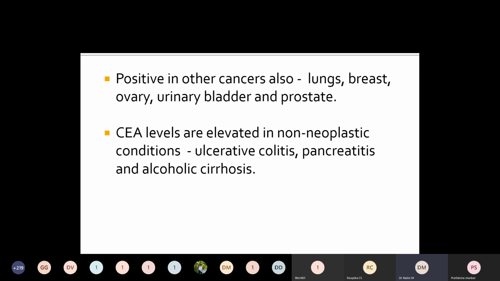So during treatment, you can monitor the CEA levels. It has more prognostic value because it is positive in other cancers also, like in the lungs, breast, ovary, urinary bladder and the prostate. One more important thing to remember is CEA levels are elevated in non-neoplastic conditions also. So clinical examination and other tests are also important. Ulcerative colitis, alcoholic cirrhosis and pancreatitis also show elevated CEA levels, but not to the extent of the neoplastic levels.